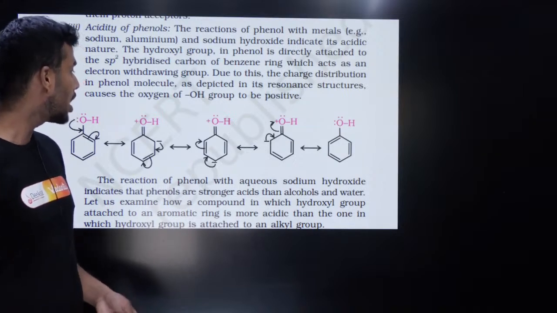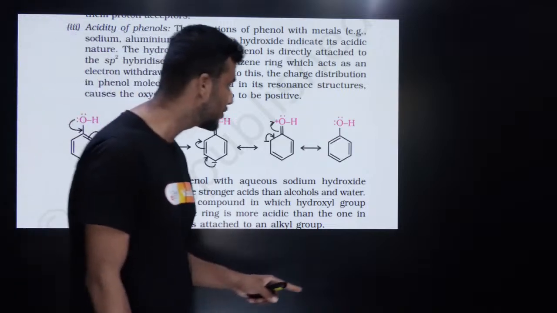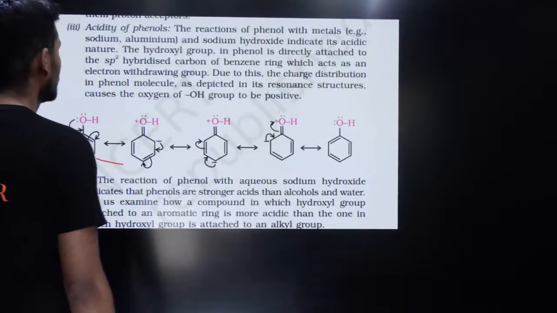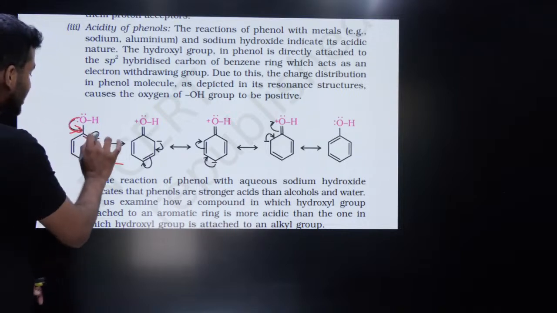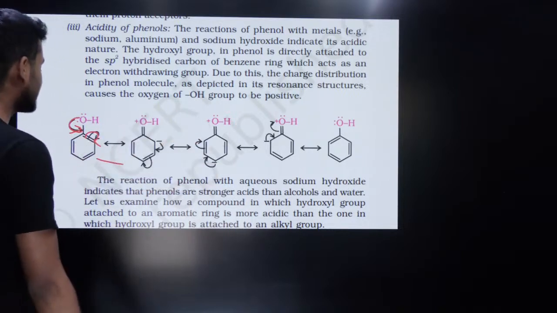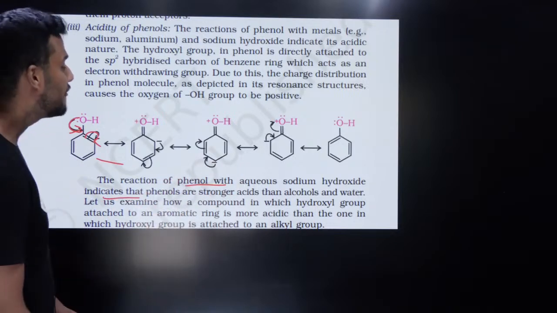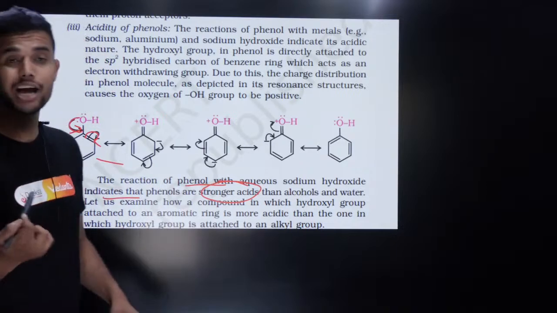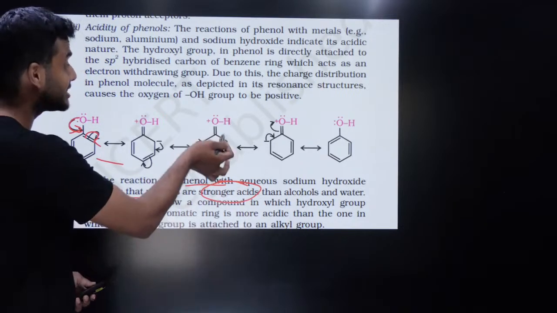Okay, next, the acidity of phenol. We already know the resonating structure of phenol. The OH group acts as an electron donating group, and this bond is moved towards that bond. This is a resonating structure. The reaction of phenol with aqueous sodium hydroxide indicates that phenols are stronger acids. What does it indicate? Phenols are stronger acids than what?